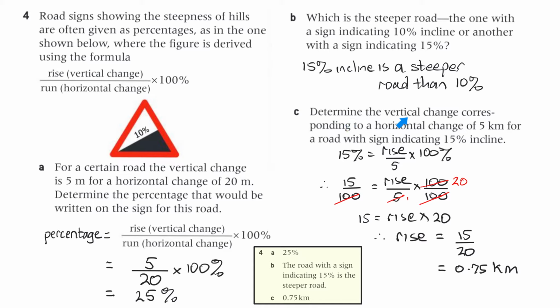C, determine the vertical change corresponding to a horizontal change of 5 kilometres for a road with a sign indicating 15% incline. Well, 15% equals rise over run times 100%. Therefore, 15 over 100 equals rise over 5 times 100%, which is 100 over 100. 15 equals rise times 20, therefore rise equals 15 on 20, which equals 0.75 kilometres.